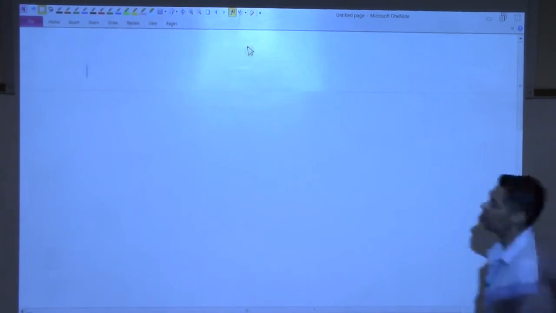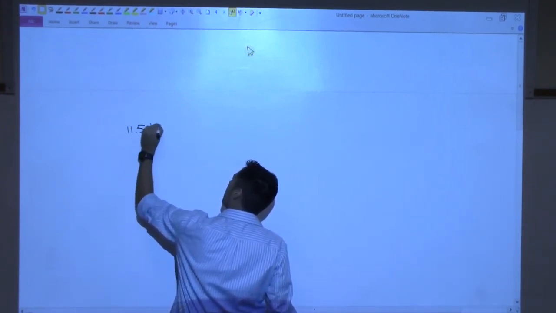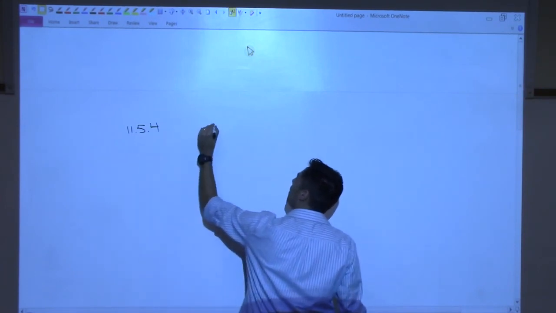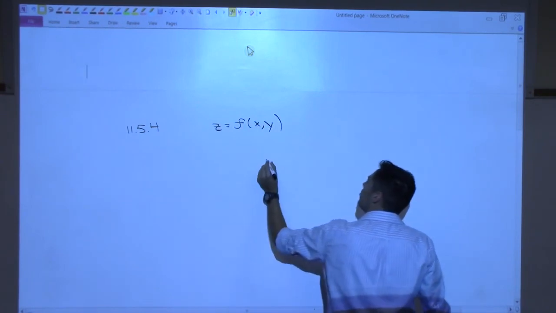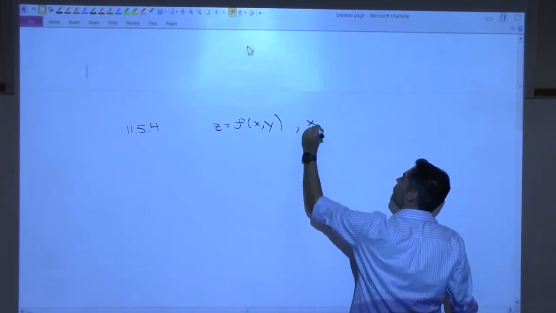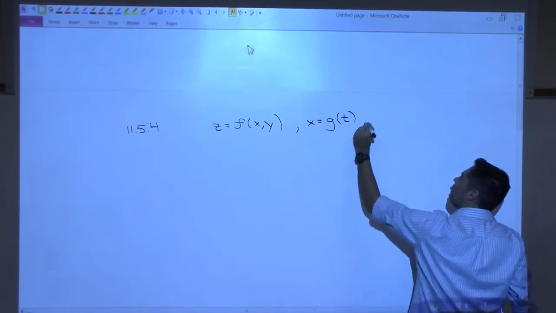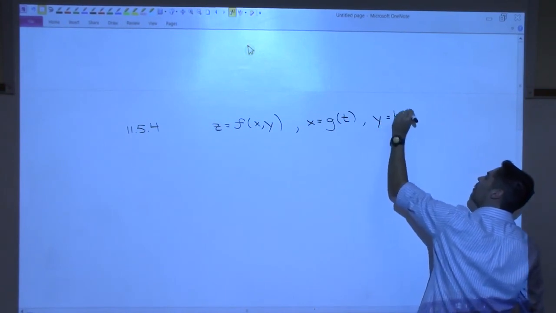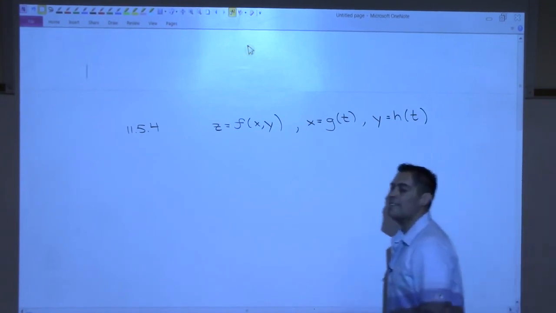Okay, so how about this? Suppose you have z is some function of x and y. And, so I'm going to use comma for and, x is some function of t, and y is some other function of t. What do you need to know in order to know what z is?